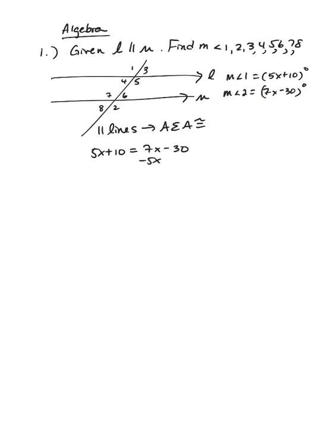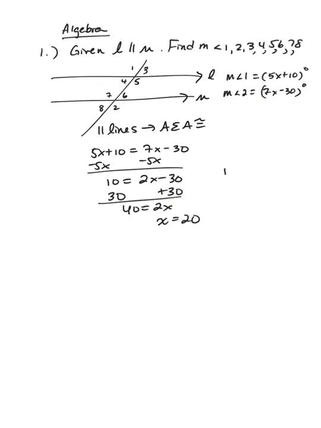So subtract 5x from both sides. 10 is 2x minus 30. Add 30. 40 is 2x. So therefore x is 20. Okay, so the measure of angle 1 is going to be 5 times 20 plus 10, or 110 degrees. The measure of angle 2 is the same. Okay, we already know that they have to be the same, right? So now what I can do is I can say, okay, 1 and 2 are both 110 degrees.